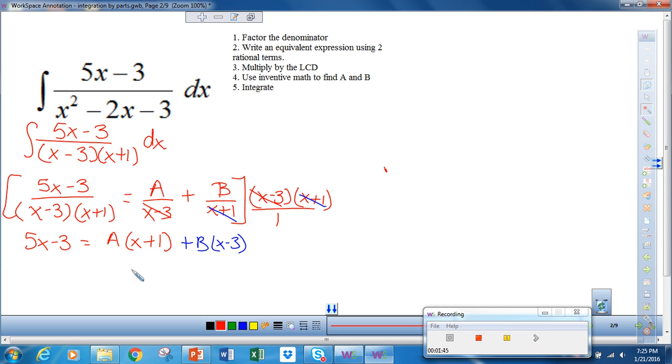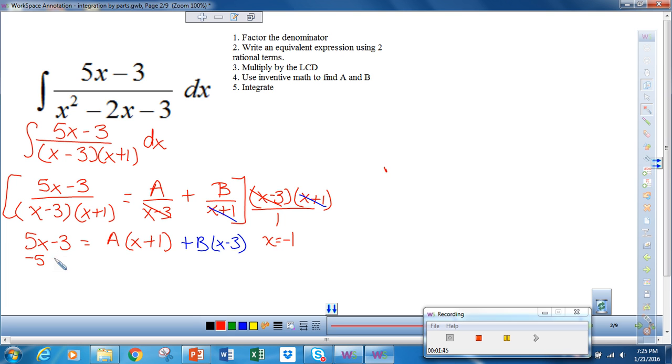Now, we're going to do something that I call inventive math. It was an engineer named Heaviside who came up with this method, but I call it inventive math. What we're going to do is find a value of x that will zero out this term, and then find a value of x that will zero out this term. So of course, looking at it, we can see that if x is equal to -1, then this term zeroes out. So I'm going to replace all the x's with -1.